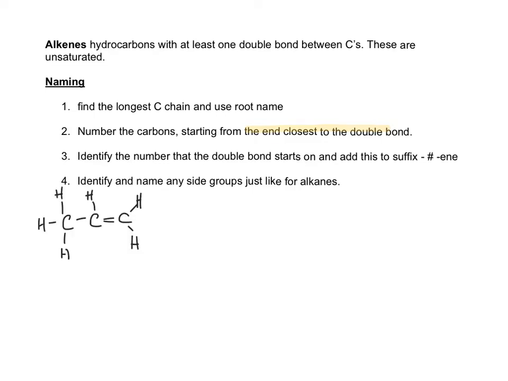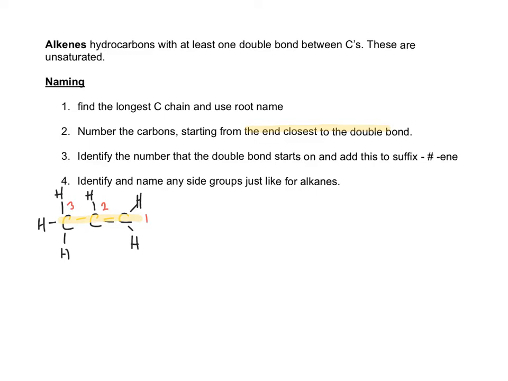Okay, let's take a look at this structure. Here's our longest carbon chain, so there's three carbons. So the root is going to be prop. And if we start numbering the end closest to the double bond, that's carbon 1, that's carbon 2, and that's carbon 3. So the double bond starts on carbon 1. It's between carbon 1 and carbon 2.